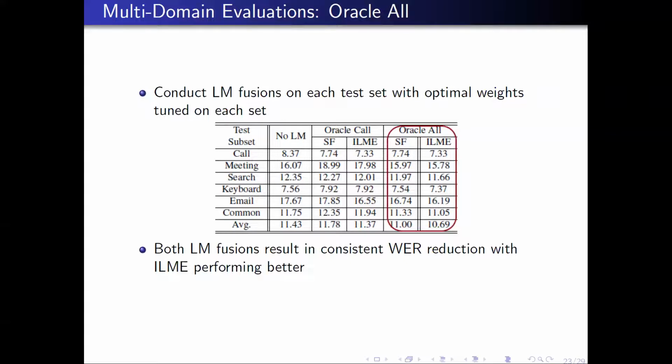The authors also did a cheating evaluation. Specifically, they performed language model fusion on each dataset with optimal weights tuned on each set. The last two columns of the table show the best performance of the language model fusion. Both language model fusions result in consistent word error rate reduction, with ILME performing better.